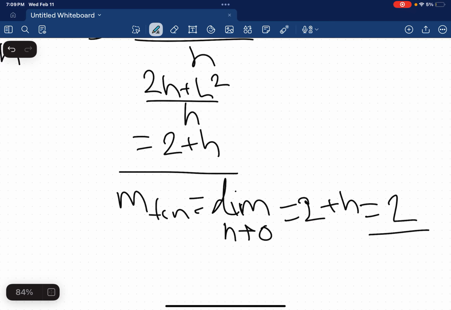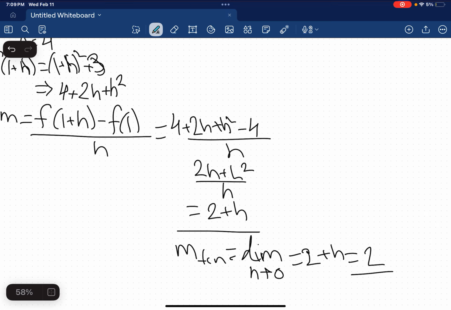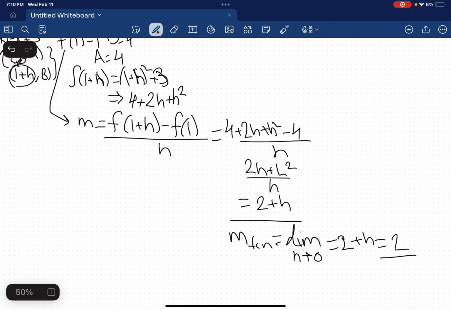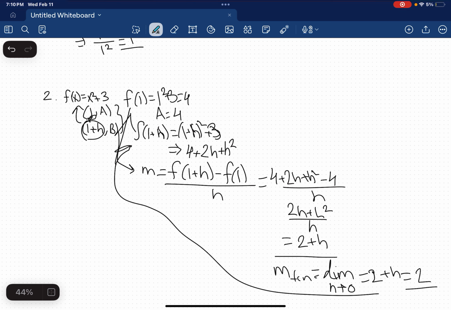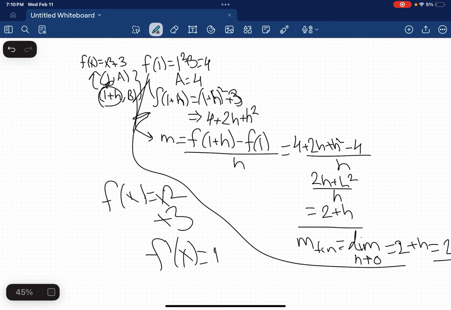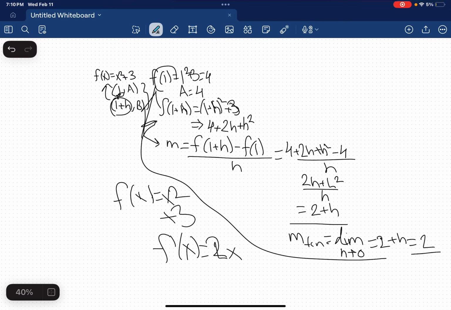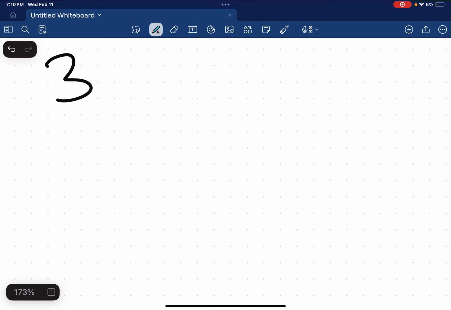And yep, that's all. And if you want to actually fact check this, we can go all the way back over here, where our function was f of x is equal to x squared plus 3. f prime of x is going to be 2x. And at x equals 1, as we said earlier, it's 2. Okay, that's just the proof for that. On to number 3.